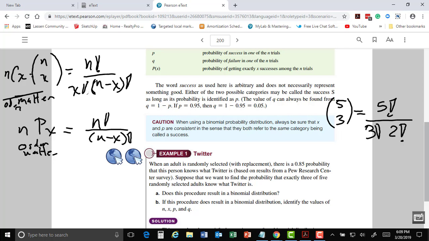Are we okay? Now, what does factorial mean? It's not an excited number. It means 5 times 4 times 3 times 2 times 1. This is going to be the answer to 5 people choose 3.